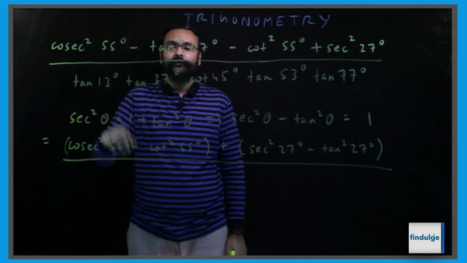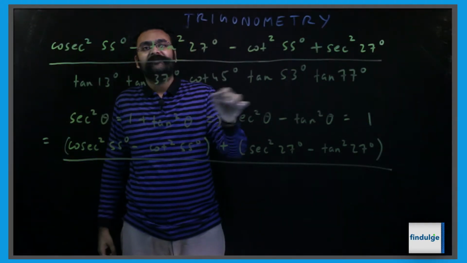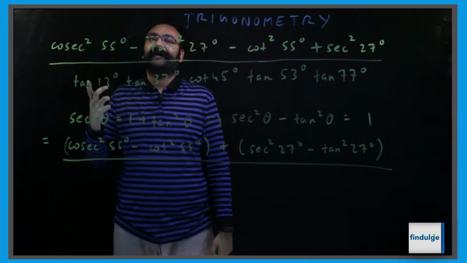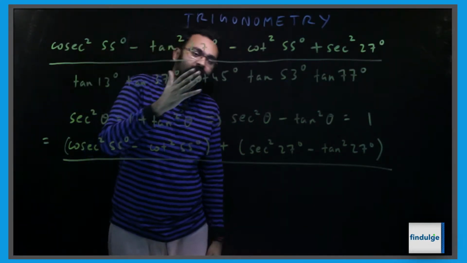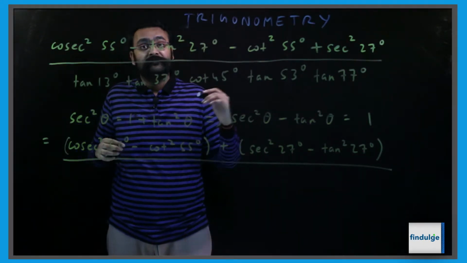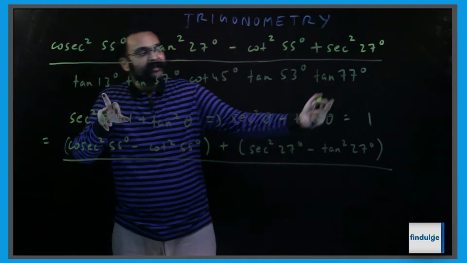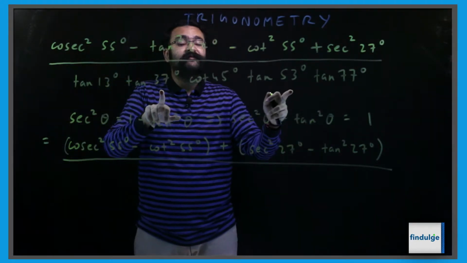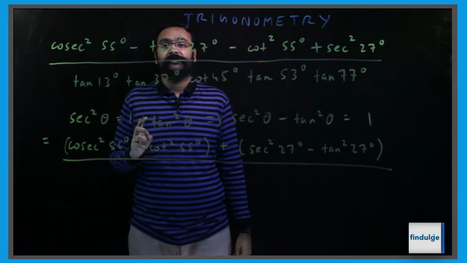What should stick out to you is that cot 45 is actually an angle that I know. It is from my table. 45 is an angle that I need to know. Unfortunately, cot 45 is nothing but 1. Furthermore, 13 and 77 are complementary. 37 and 53 are also complementary.